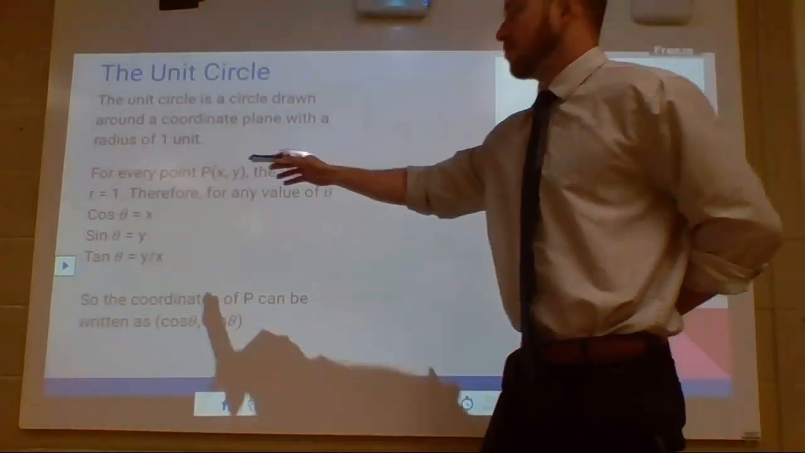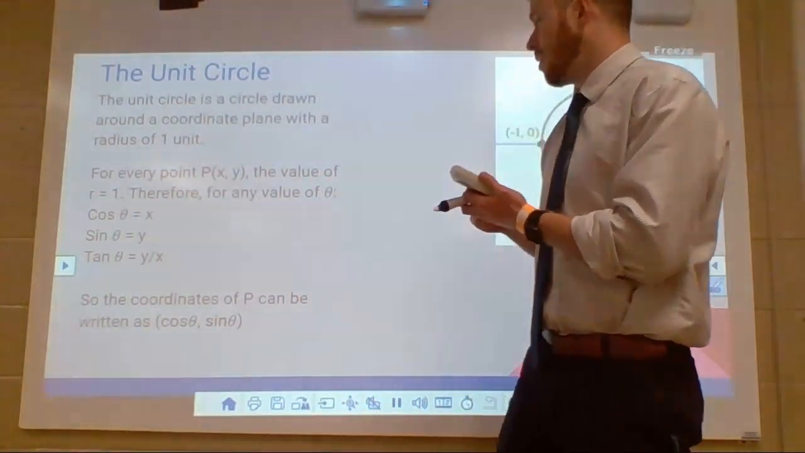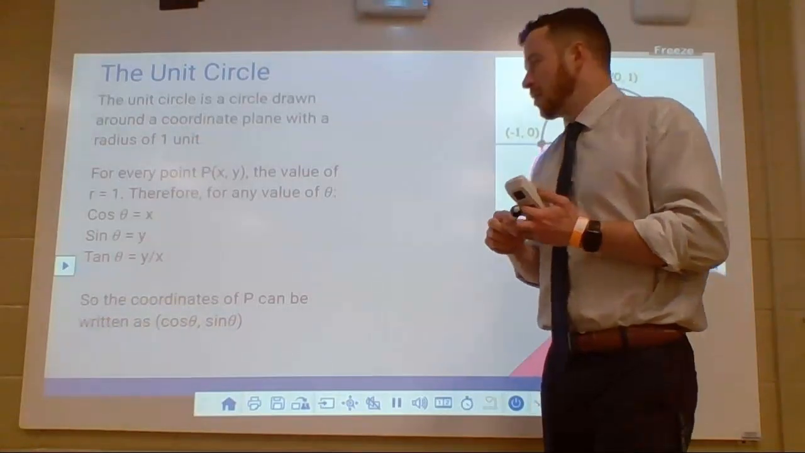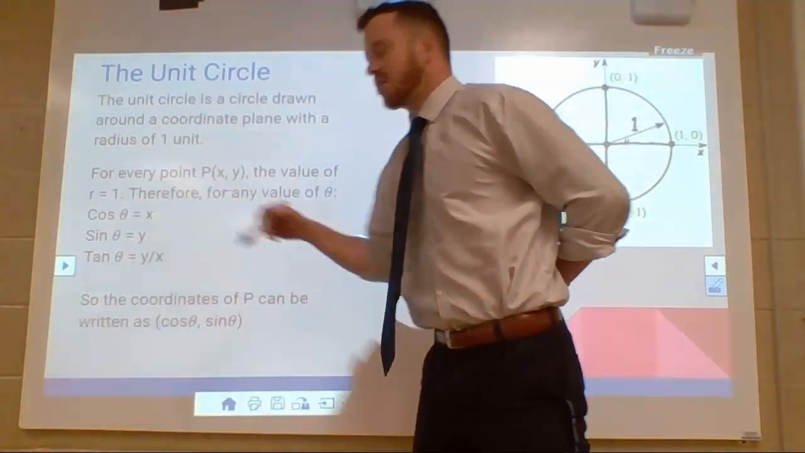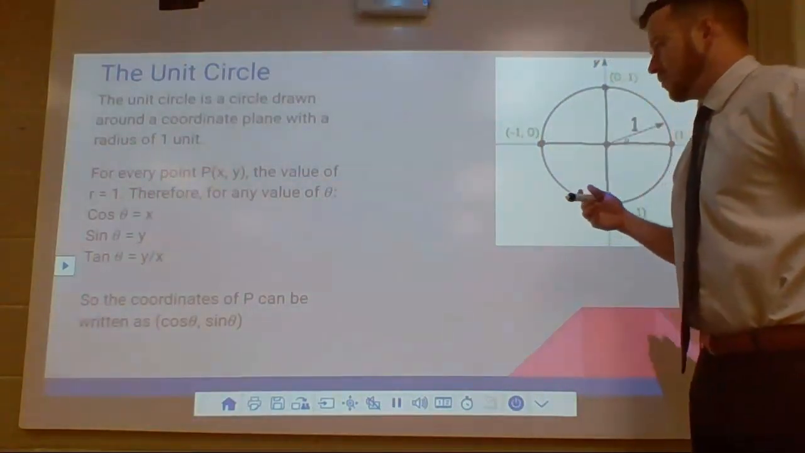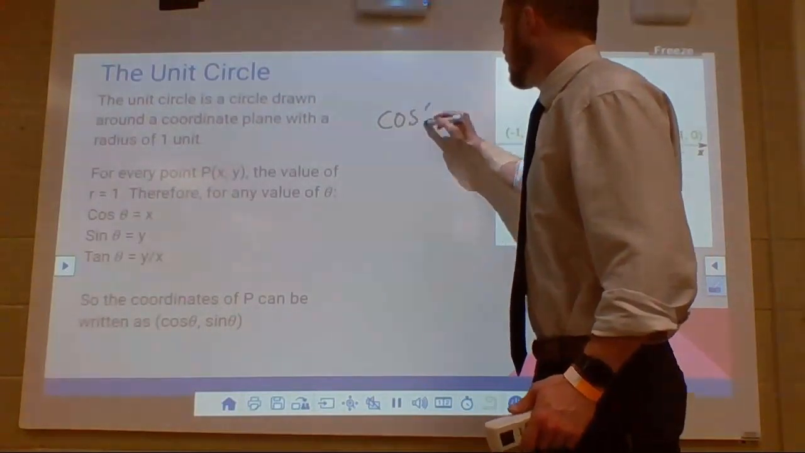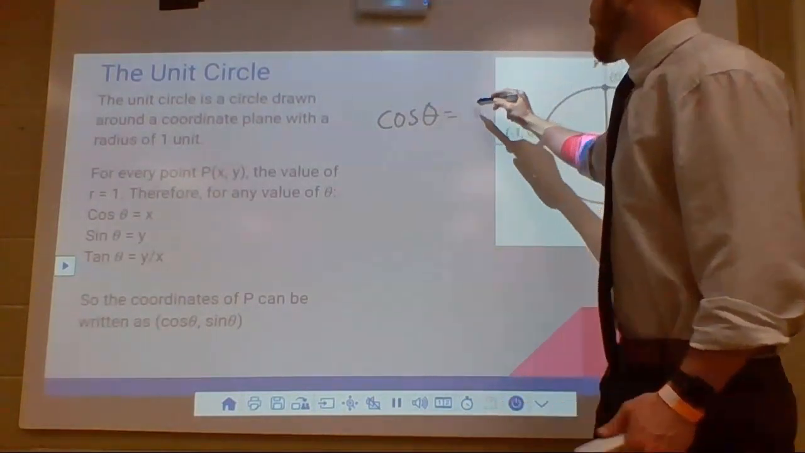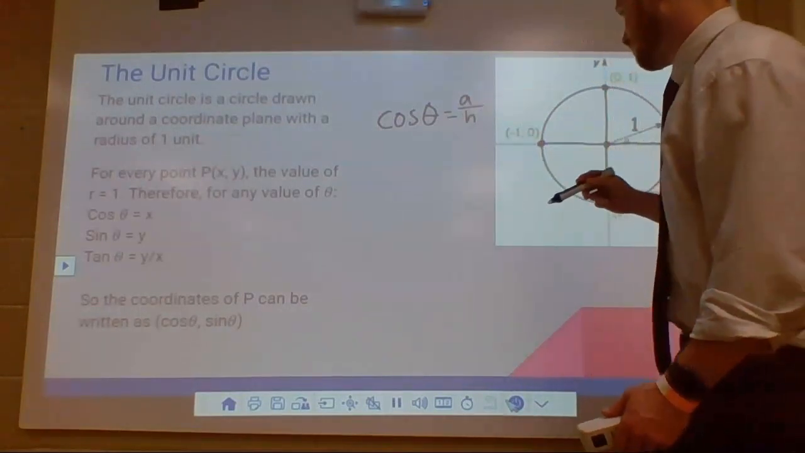The radius, like I said, is 1. So theta means an angle, right? That's going to be an angle measure. So the cosine of theta is just going to be the x value. Let's see why that is. The cosine of any angle is the adjacent side over the hypotenuse.